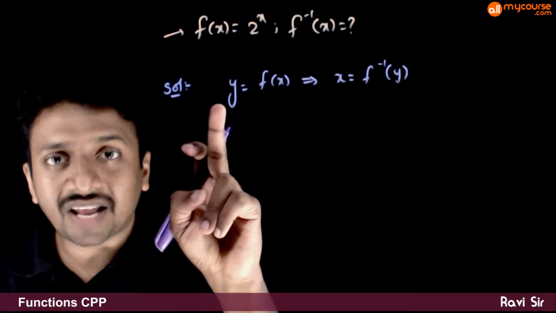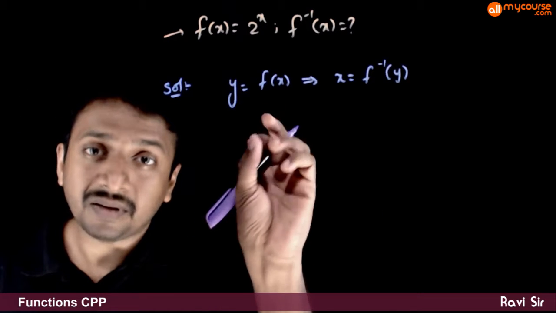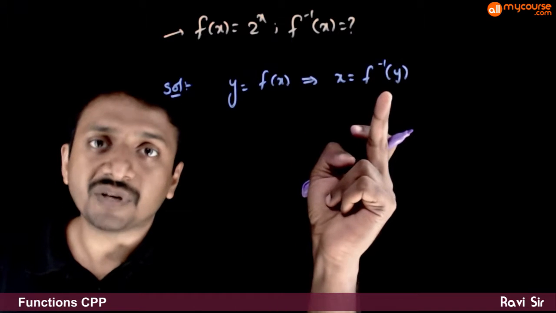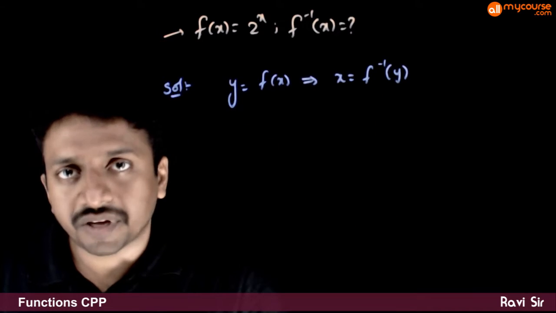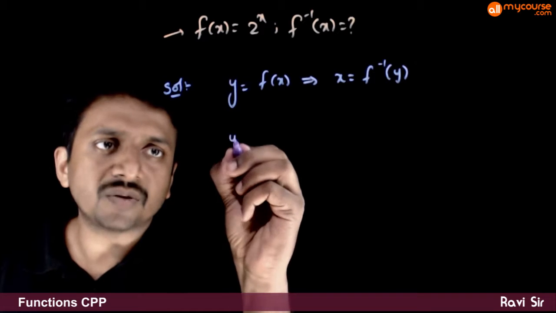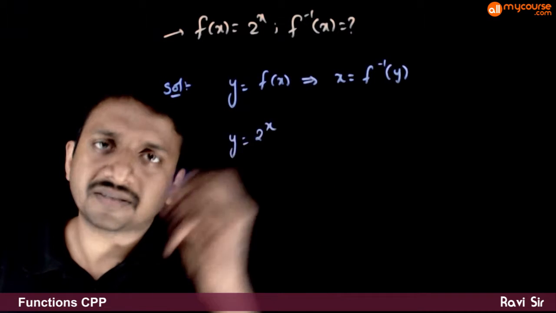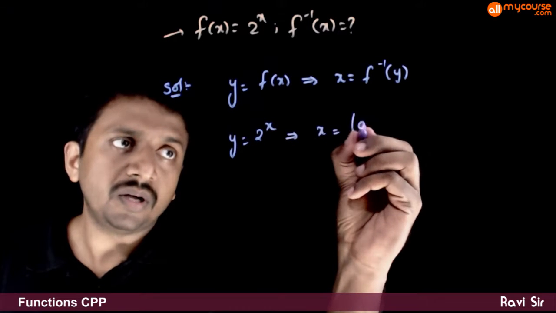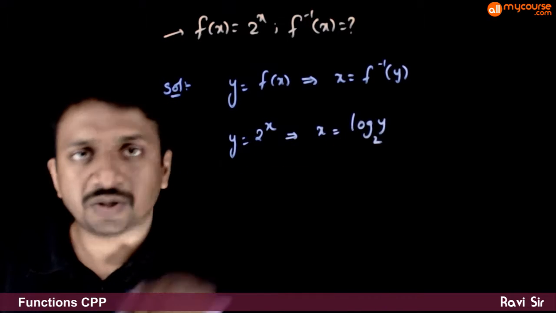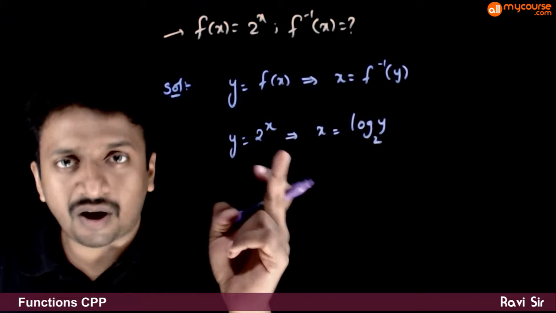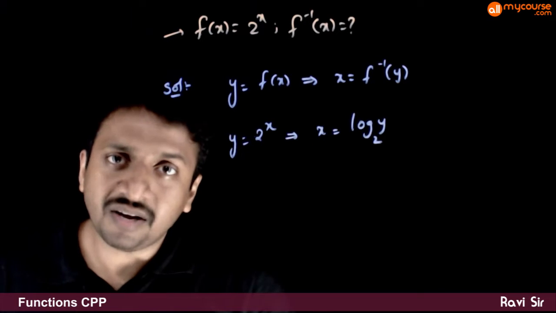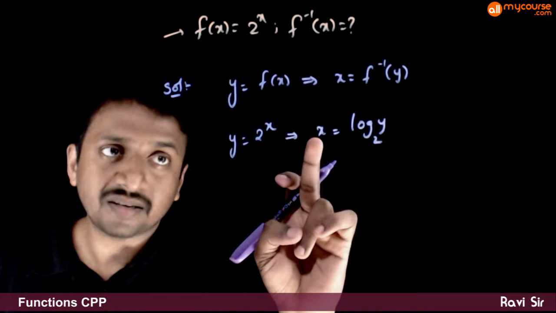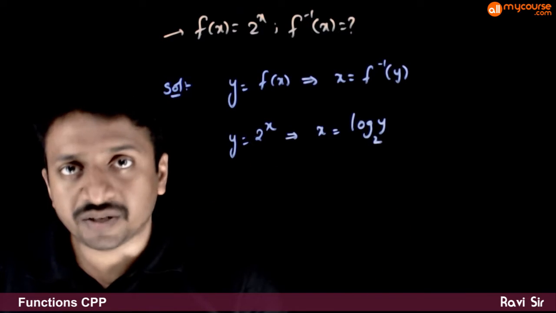So if a function is given as y is equal to some function in terms of x, so if you can get x in terms of y, that is nothing but f inverse of y. So given function is y is equal to 2 to the power x. So we know that this implies x is equal to log y to the base 2. That is the reverse of the opposite of exponential expression. So if y is equal to 2 power x, x is equal to log y to the base 2.